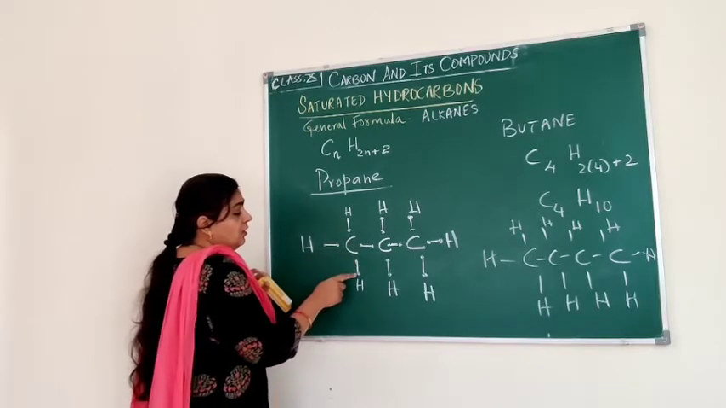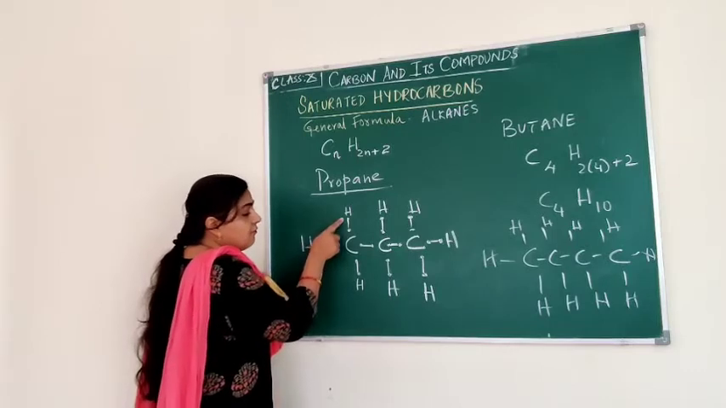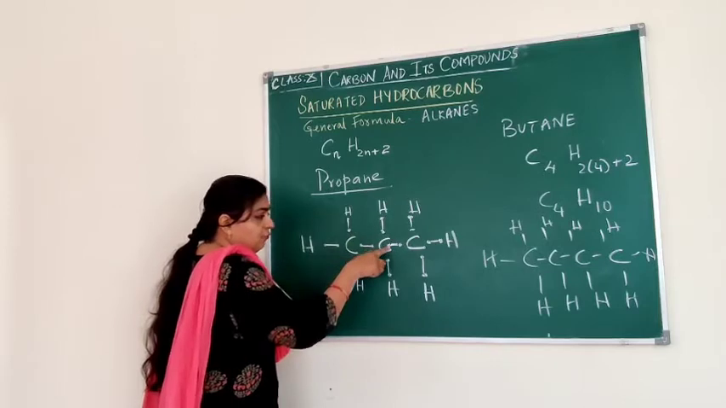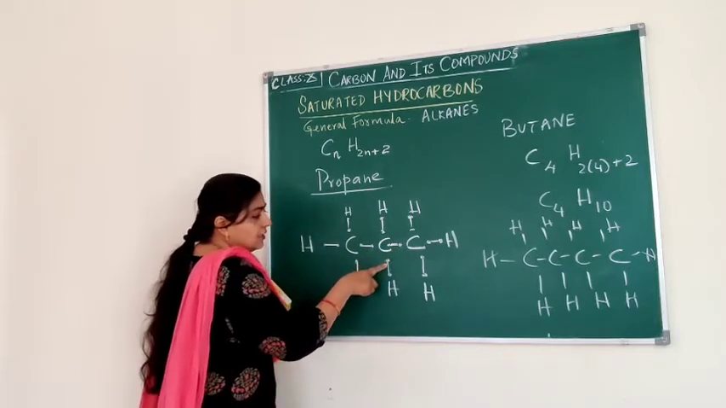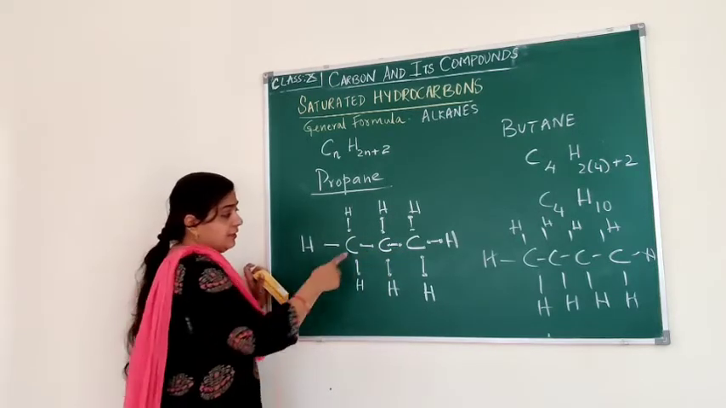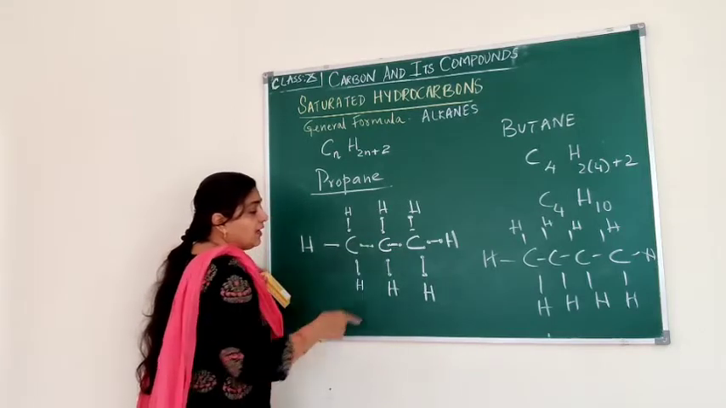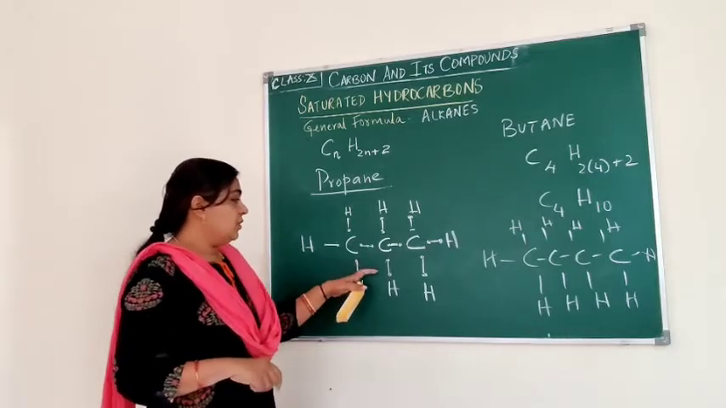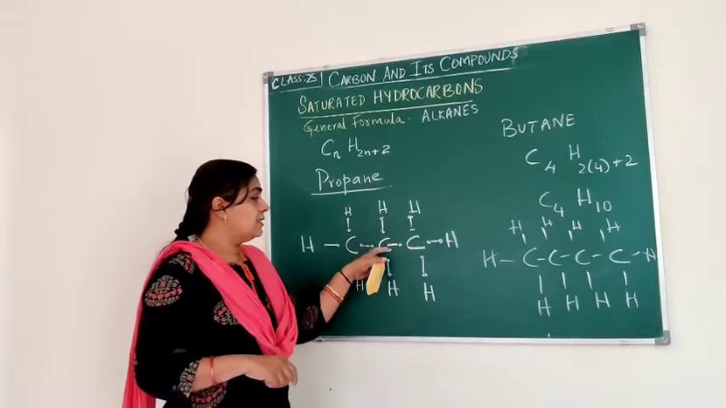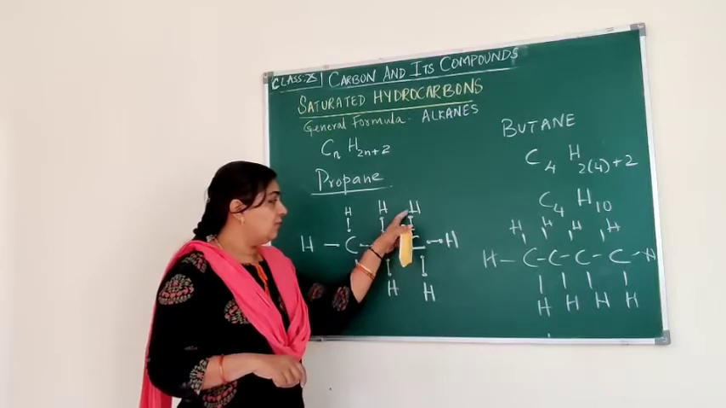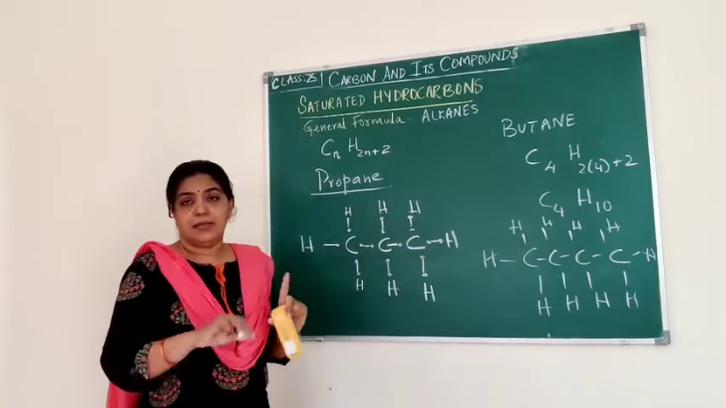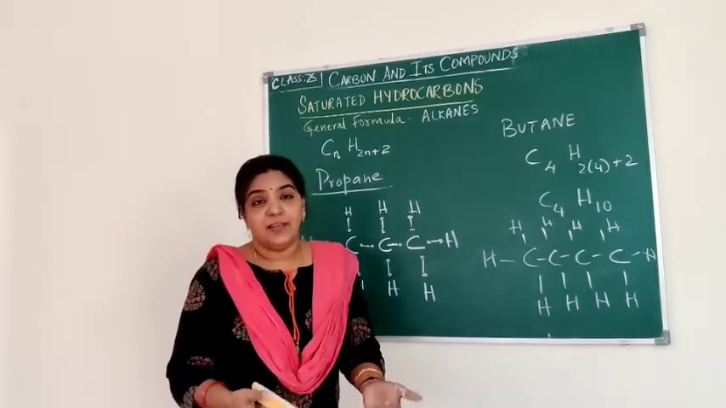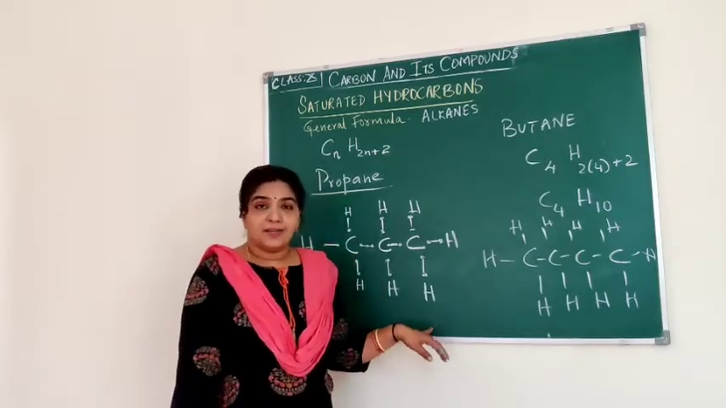1, 2, 3, 4, 5, 6, 7, 8. Like that, it is sharing here also. So like that, it is sharing the electrons. 1, 2, 3, 4, 5, 6, 7, 8. Same. Like that, 8 electrons. It is sharing the electrons, so it gets the octet configuration.